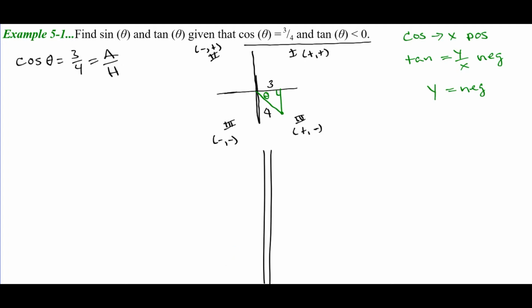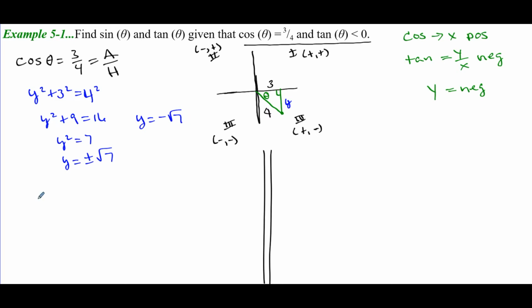Then what I'm looking to find is my y value here. So I'm going to use the Pythagorean theorem to do that. So I'm going to go y squared plus 3 squared equals 4 squared. So I end up with y equals plus or minus the square root of 7. Then I'm going to come back and look. I'm in quadrant 4. I found a y coordinate, which I know has to be negative. So my y value is negative radical 7. So that's why it's always important to decide what quadrant you're in. Now that I have that, I can answer my ratio questions.